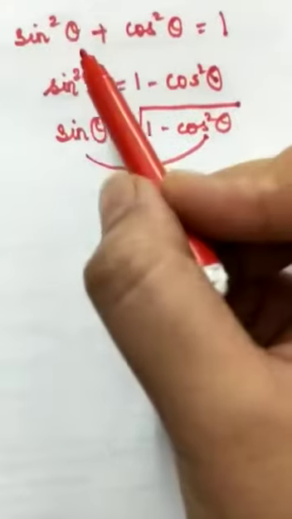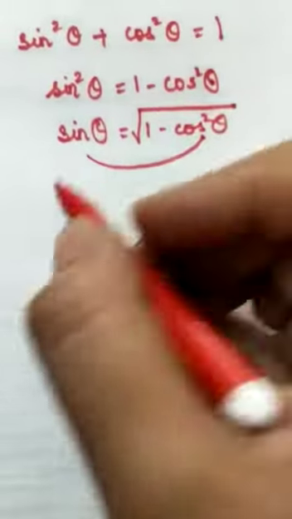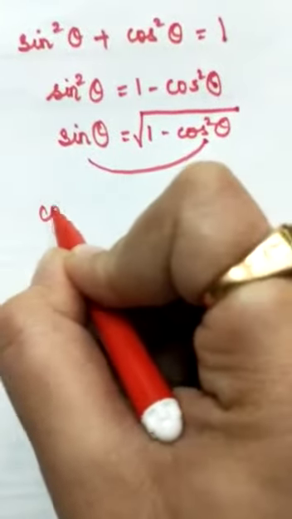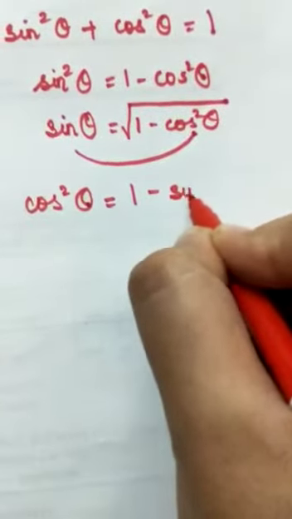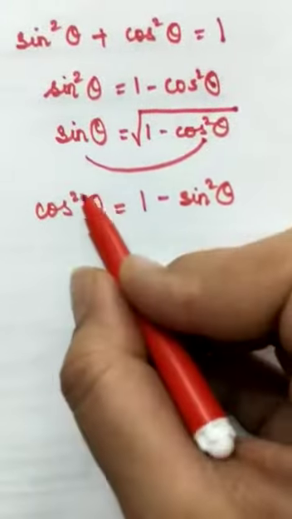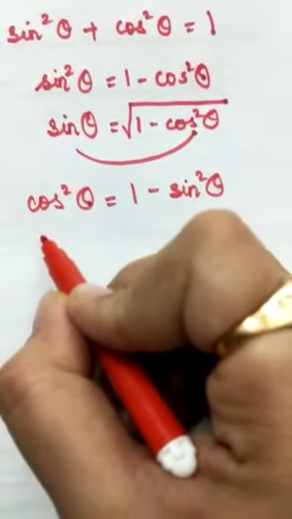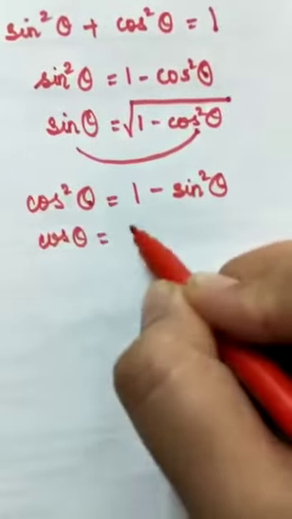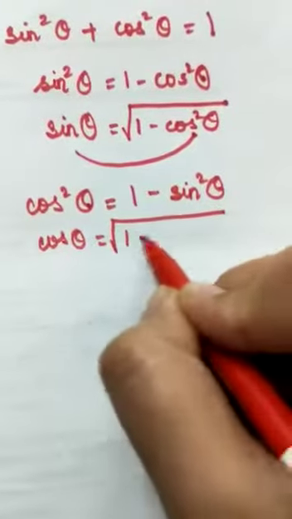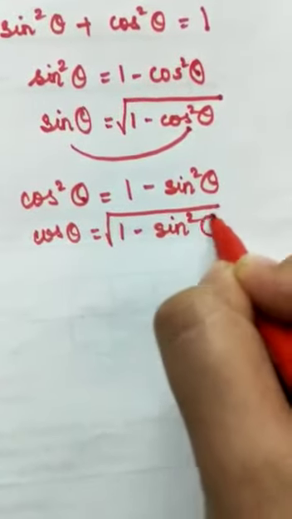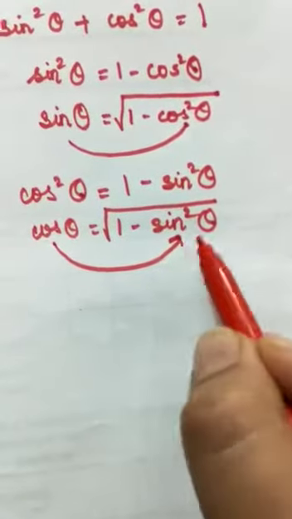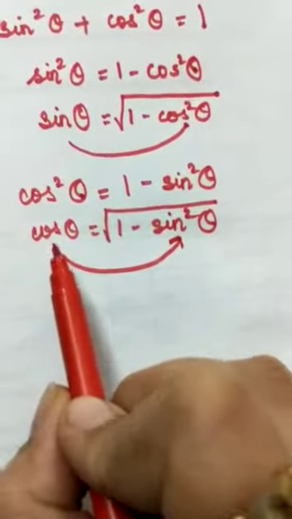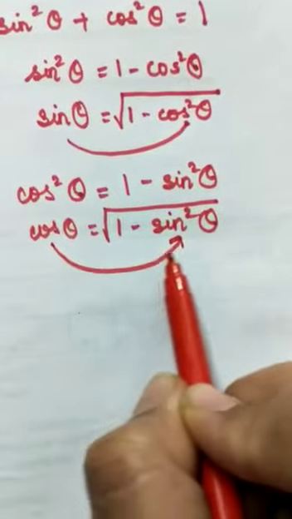In the same way, when I shift this term to that side, you will get the value of cos. So here I am going to write it. This is cos square theta equals 1 minus sine square theta. When this square is shifted to that side, this will become cos theta equals under root of 1 minus sine square theta. So in this way you can express cos in terms of sine. I repeat, in this way you can express cos in terms of sine.